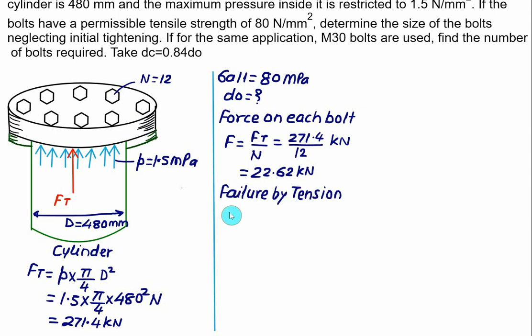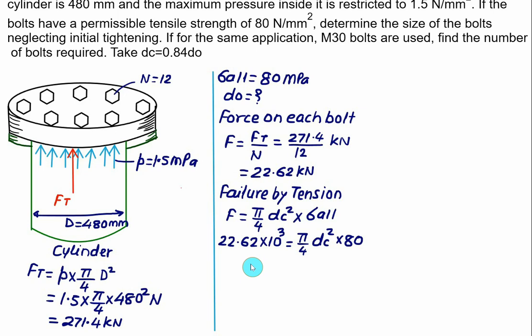In that case, the value of F is equal to the minimum area at the root. So we have pi by 4 into dc square multiplied by sigma allowable. Force is equal to 22.62 kilo, so we have to take 10 to the power 3, that is Newton, equal to pi by 4 into dc square, and we have sigma allowable given as 80. If you solve it, you will get the core diameter. In this case, the diameter at the root or inner diameter will be dc equal to 18.9 mm.